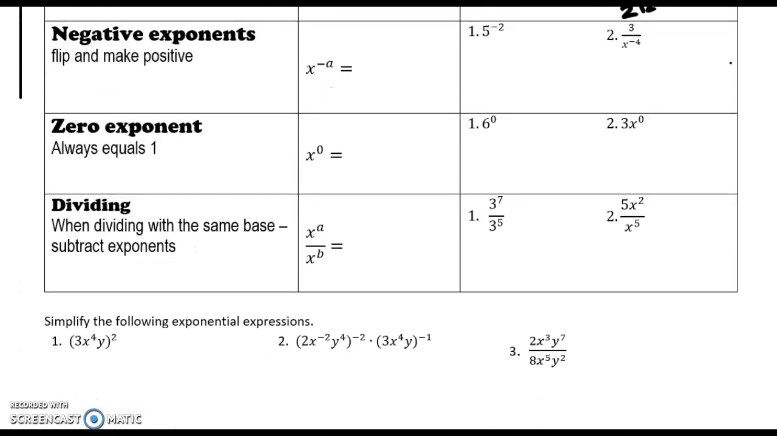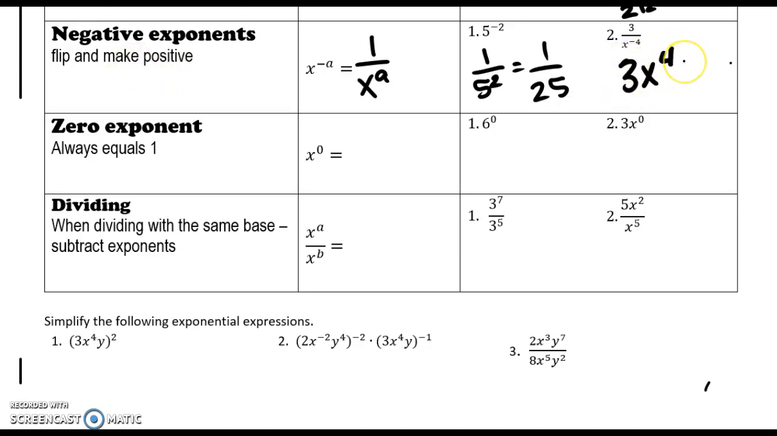Negative exponents, all you do is flip and make them positive. So x to the negative a is 1 over x to the positive a. So 5 to the negative 2nd is 1 over 5 squared, which is 1 over 25. Number 2, when you have negative in the denominator, you can bring it up to the numerator and it becomes positive because you're flipping it. So all this is 3x to the 4th.